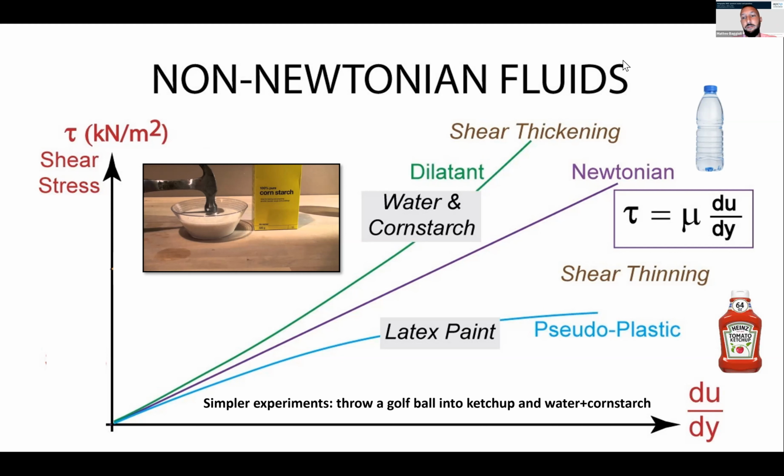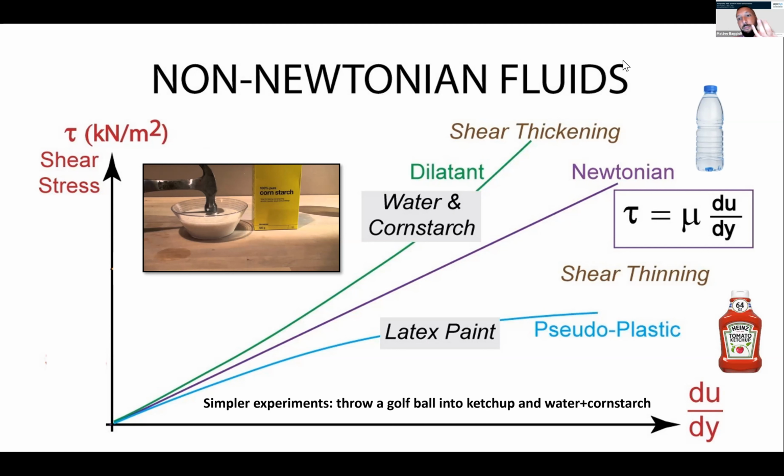And these are the two kinds of behavior. And there is a simple experiment. For example, you can look at videos on YouTube. You can just take a bowl and put ketchup and put cornstarch plus water and throw a golf ball inside and see how different the two things behave regarding the force that you apply when you throw the ball.